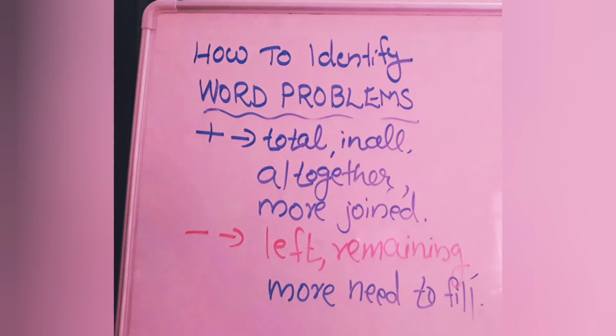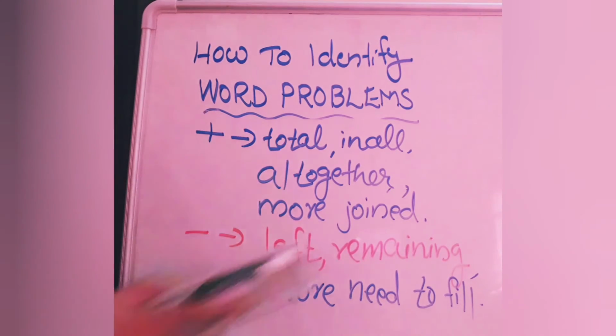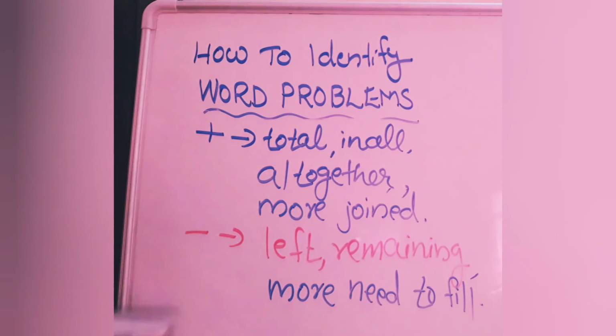Now we will discuss everything once again. Plus or addition, how can we identify it? Total, in all, together, more joined. These are all the keywords to remember for addition word problems. And in some questions, if these words are not there, you have to read the question and understand. Minus: left, remaining, more need to fill. In some examples, these 3 words are not there, so you have to think and do. Like the example we said, how many children are present in a class, then how many are absent. So have a picture in your mind, then solve it.